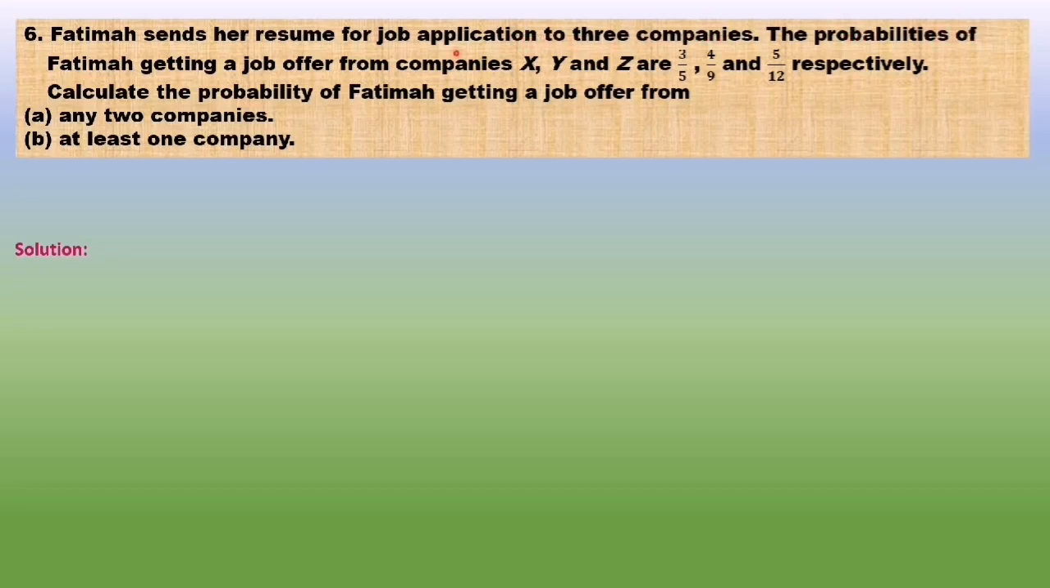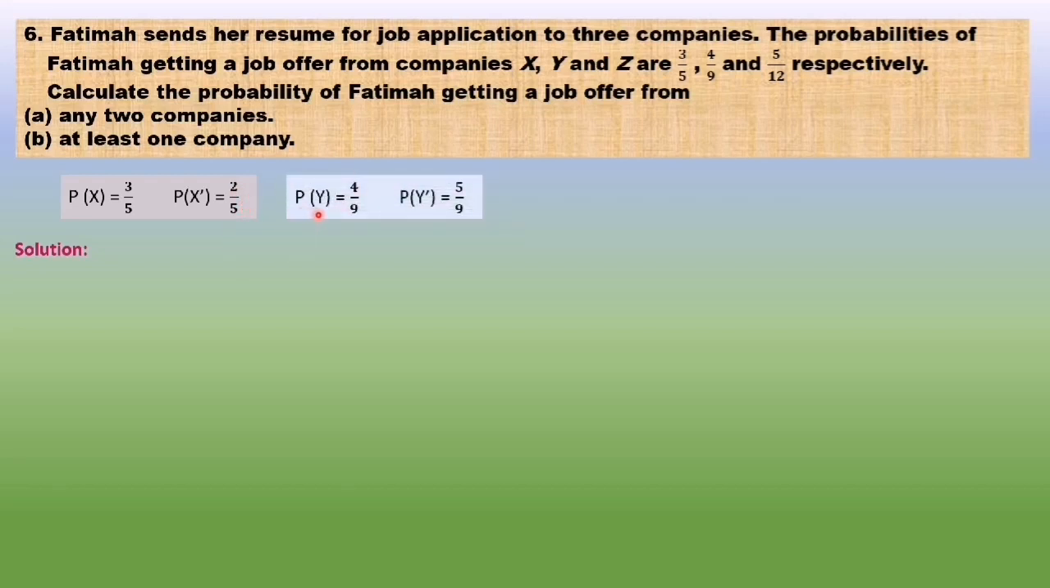Question number 6. Fatima sends her resume for job application to 3 companies. The probabilities of Fatima getting a job offer from companies S, Y, and Z are 3/5, 4/9, and 5/12, respectively. Calculate the probability of Fatima getting a job offer from A. Any 2 companies. Probability getting job offer from company S is 3/5. Probability not getting a job offer from company S equals 1 minus 3/5 equals 2/5.